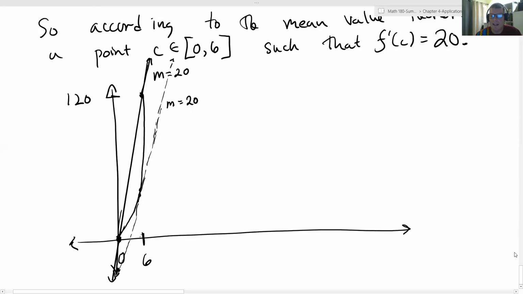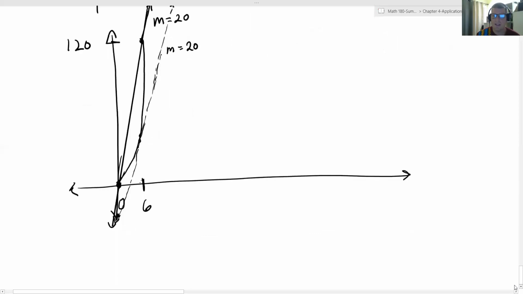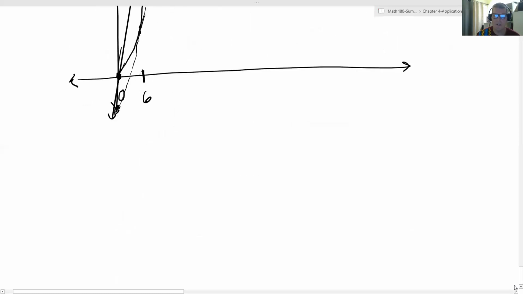All right, let's take a look at one. Let's use one where we're going to use Rolle's. We'll utilize Rolle's, so take a look at what you have written down for your Rolle's theorem.